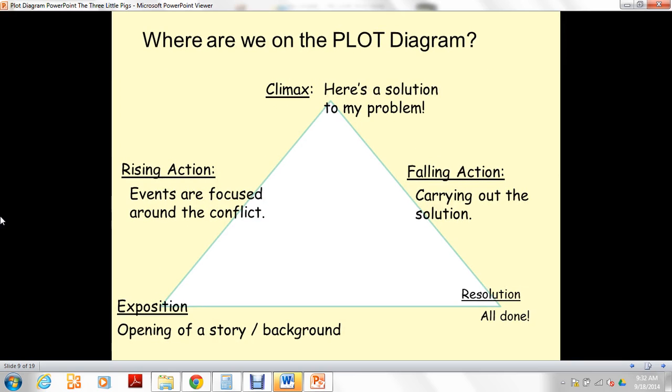So where are we on the plot diagram? Let's look at the exposition. What are the characters in this story? The three little pigs and the wolf.